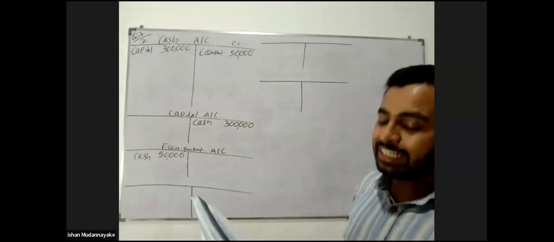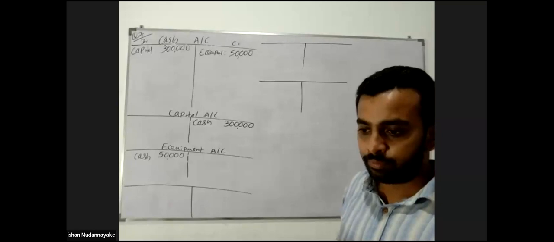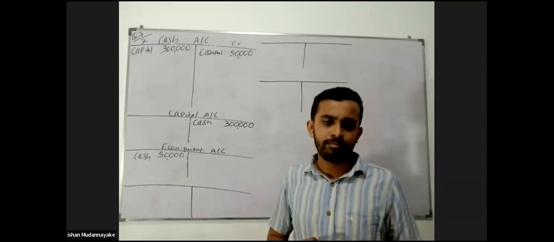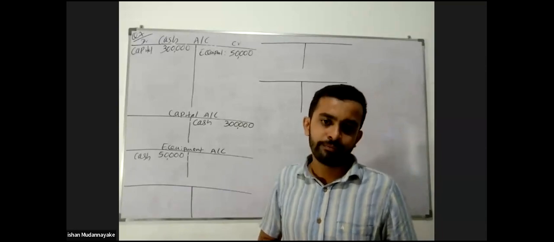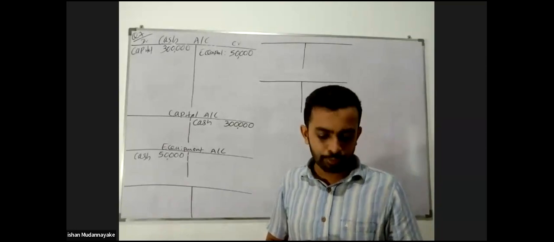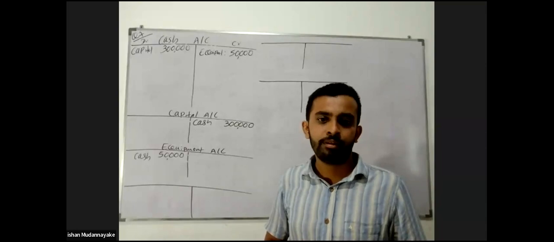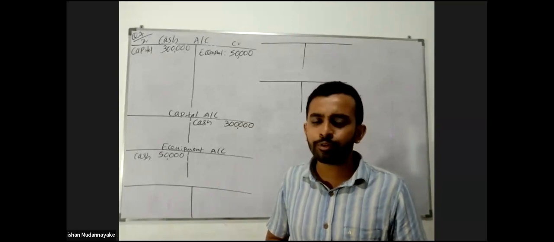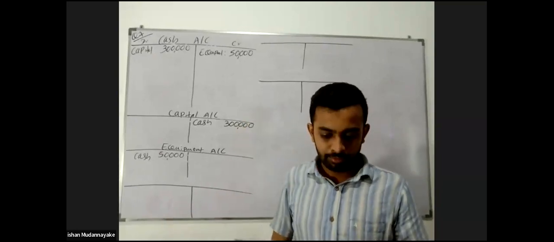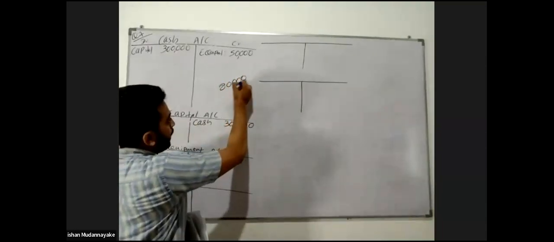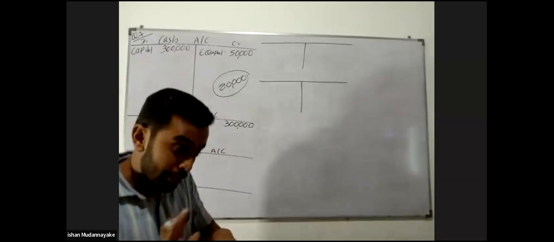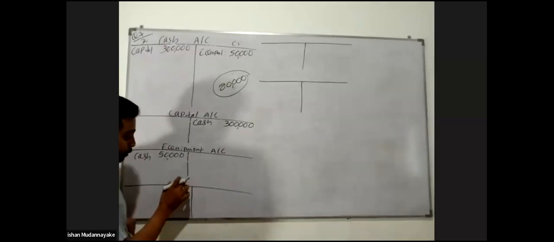Purchase goods on credit 80,000. You have purchased stock for the business organization. How much? 80,000. If you purchase on cash basis, then you need to pay cash. Cash book credit 80,000, cash outflow. First you pay cash, and then you can collect the stocks.